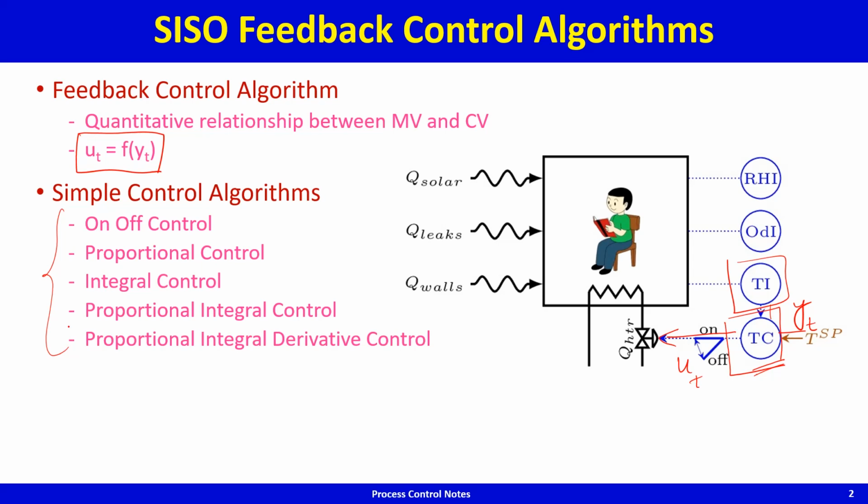So if you are interested in holding the room air temperature around a comfortable value of say 25 degrees Celsius, then the simplest thing to do is, if the temperature is below 25 degrees Celsius, switch on the heater. If the temperature is above 25 degrees Celsius, switch off the heater. That's the simplest thing to do, and that's what we do in on-off control. So let's talk a little bit about on-off control.